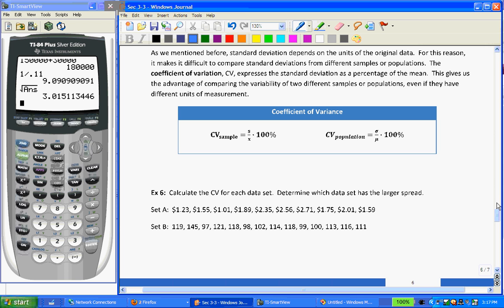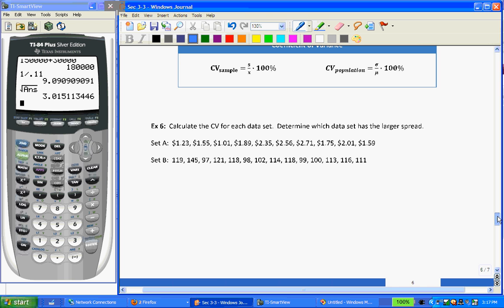What the coefficient of variation does is it makes the standard deviation a percentage of the mean, and then we don't have to worry about units anymore. So we're able to compare two samples even if they're very, very different. So the coefficient of variation is defined as, whether it's a population or a sample, the standard deviation divided by the mean times 100. Standard deviation of a population over the mean mu times 100.